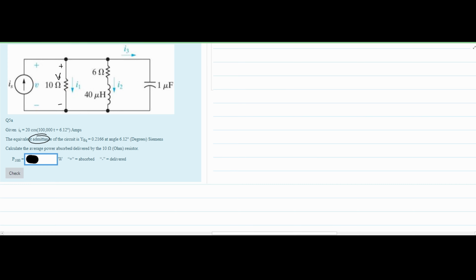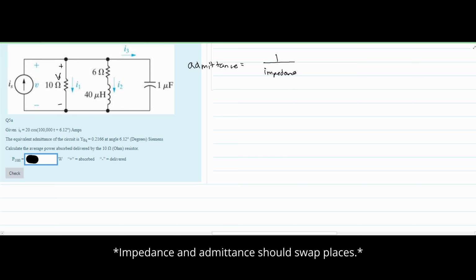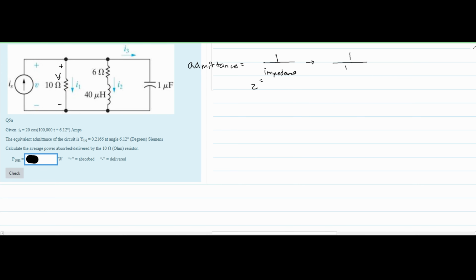So we are given admittance. Well, admittance is 1 over impedance. And impedance, we know, is equal to Z. So we are going to have 1 over our Y equivalent, and this is basically going to be 1 divided by 0.2166 at an angle of 6.12 degrees. We can have 1 over 0 degrees if we convert this to polar form.